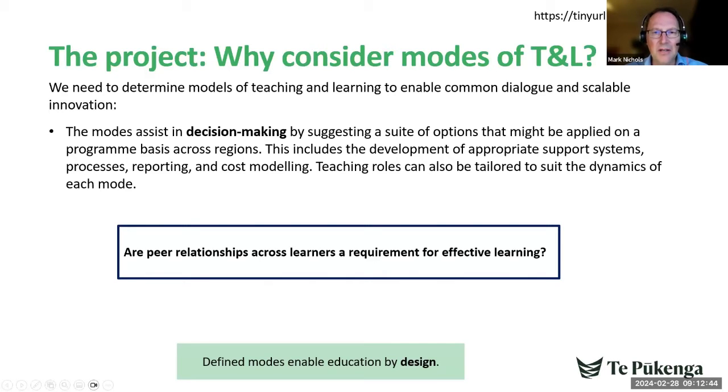So as an example, I wonder whether you agree with the question that's now on the slide. Are peer relationships across learners a requirement for effective learning? Well, it's a common enough claim, but from years of asynchronous distance education practice, I can tell you that actually, no, it's not the case. It's complete nonsense. And insisting on it can actually ruin valuable education modes. Now, it's a nice to have, but not a necessary component for effective teaching and learning across all models.